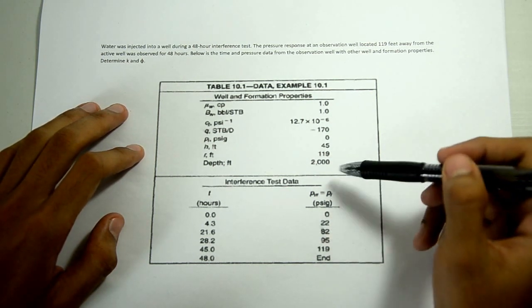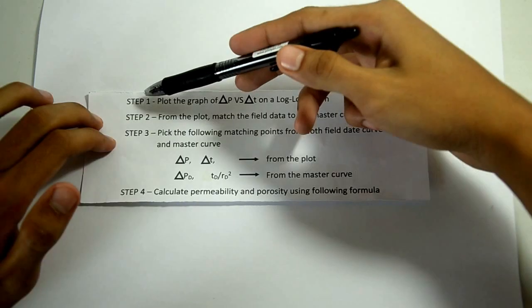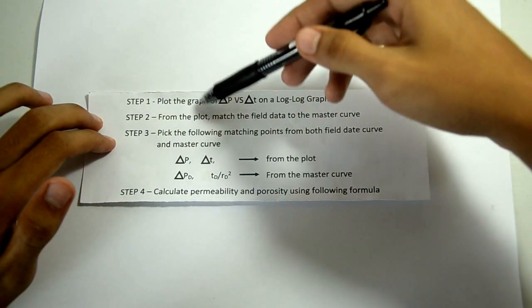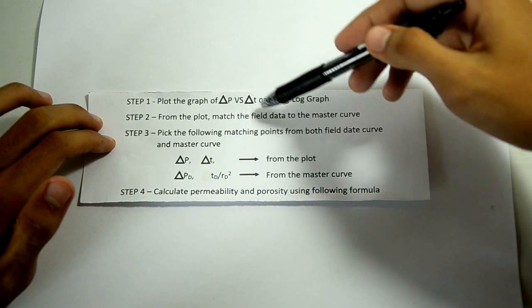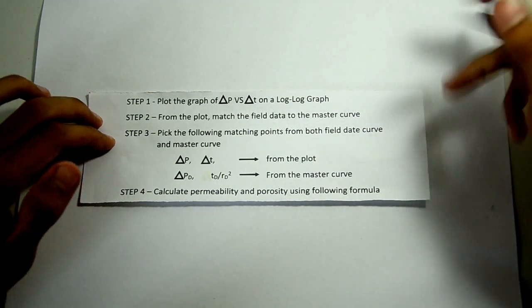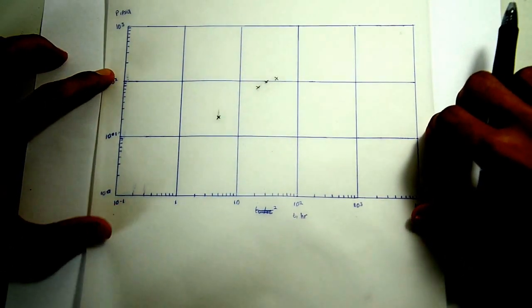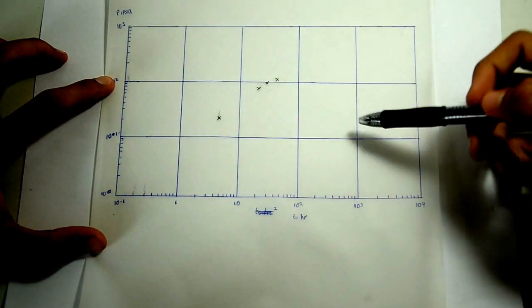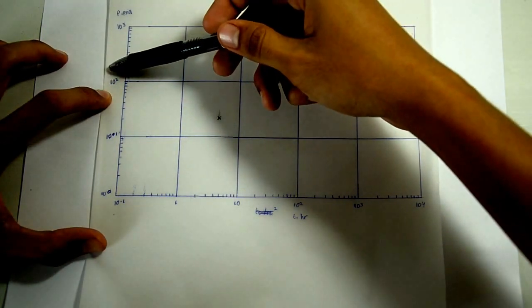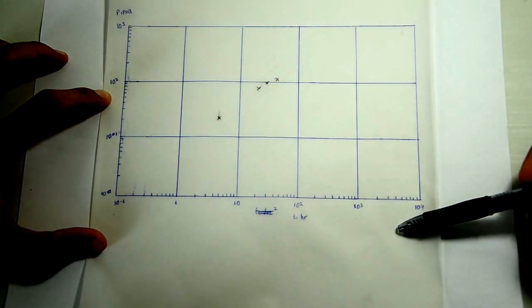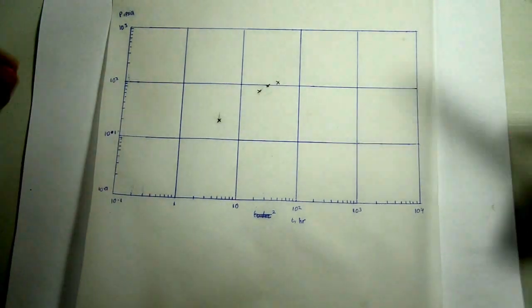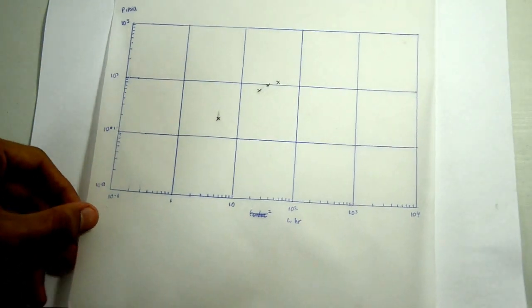Let's solve the example step by step. Step 1. Plot the graph of delta P versus delta T on the log-log graph. By plotting all the data given, you should get a graph like this. This is delta P and this is delta T. Next, we can proceed to step 2.